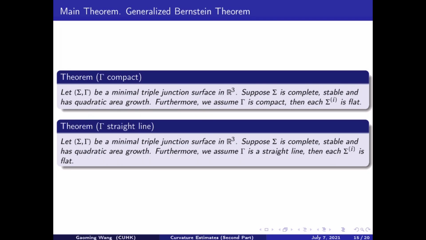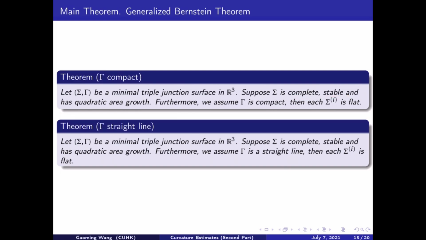With the LP curvature estimate in hand, we can prove the generalized Bernstein theorem using this curvature estimate. Still, we need extra conditions on the triple junction boundary gamma to get this theorem. In the first theorem, we will assume gamma is compact. More precisely, let sigma, gamma be a complete stable minimal triple junction surface.